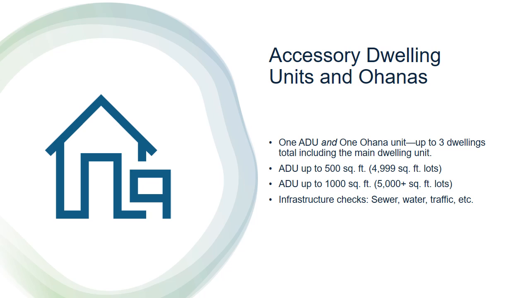In addition, the maximum size for ADUs was increased from 400 to 500 square feet on lots up to 4,999 square feet, and from 800 to 1,000 square feet on lots 5,000 square feet and up. The size limit ensures that the housing will remain in an affordable range.